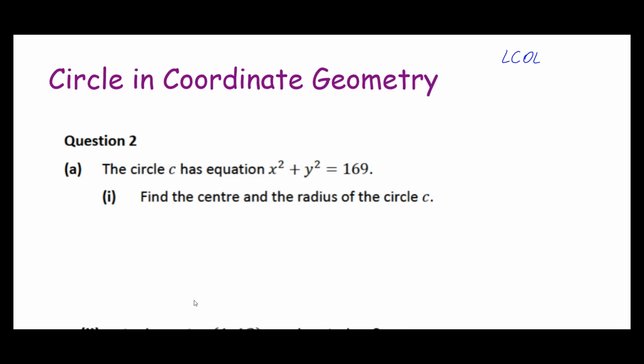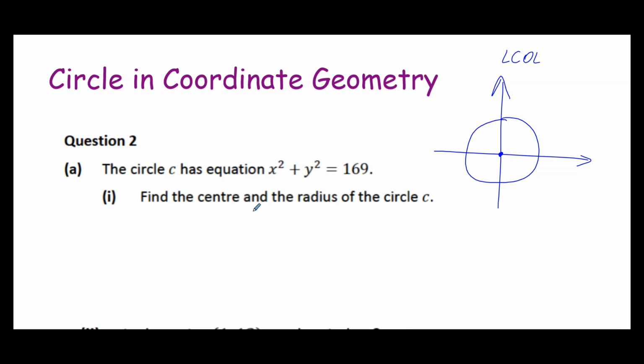Circle in coordinate geometry. Let's have a look. The circle C has an equation. When our equation has this form, we just have x to the power of 2 and y to the power of 2. This type of circle will have its center at the very middle of our diagram, so at point (0, 0), and then there will be a circle.